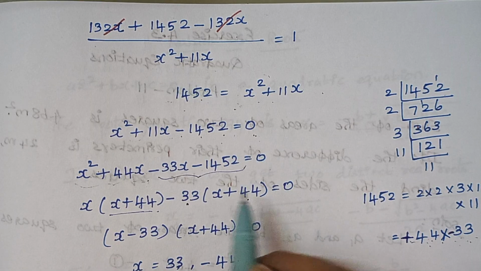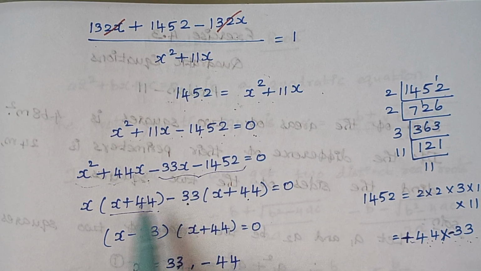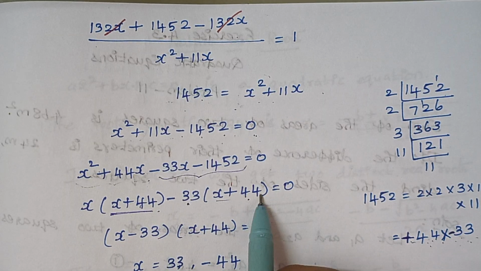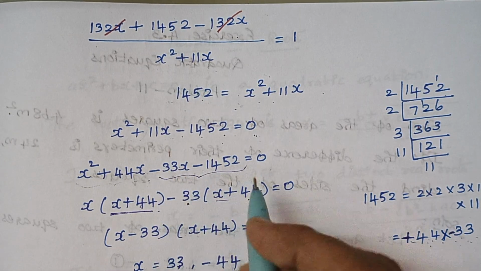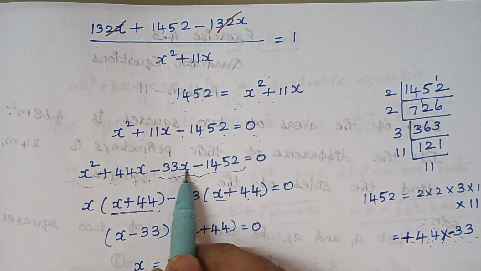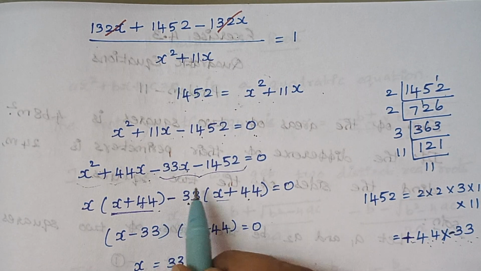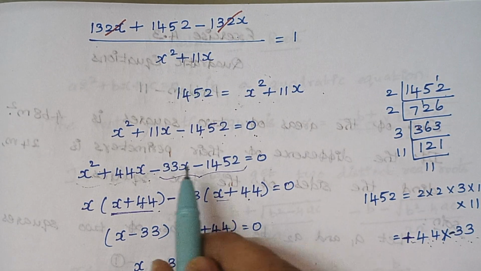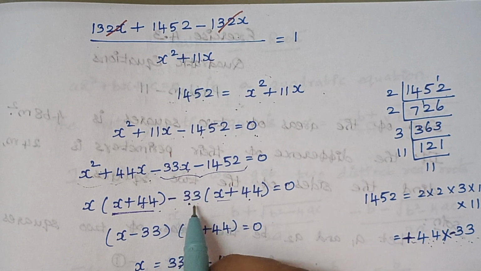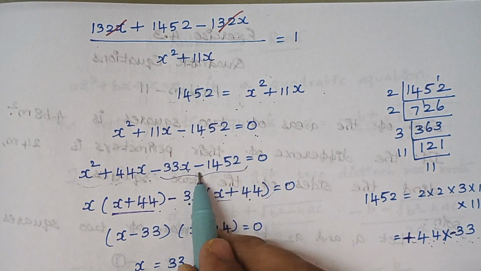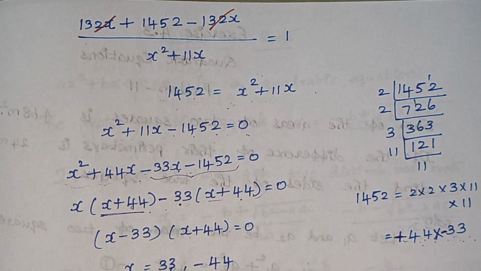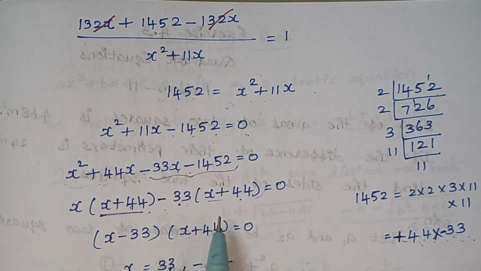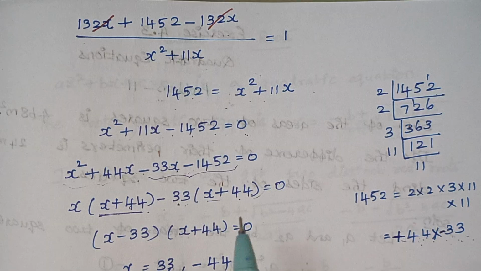If you have any doubt in assigning sign to this number, first write down this part here. Then you can check with the previous line. Here you need minus 33x, right? Therefore, just here insert a minus. So, minus 33 into x, minus 33x, and minus 33 into plus 44 gives you minus 1452. Right, if you have any doubt, just follow this, and if you are confident, then you can go ahead.